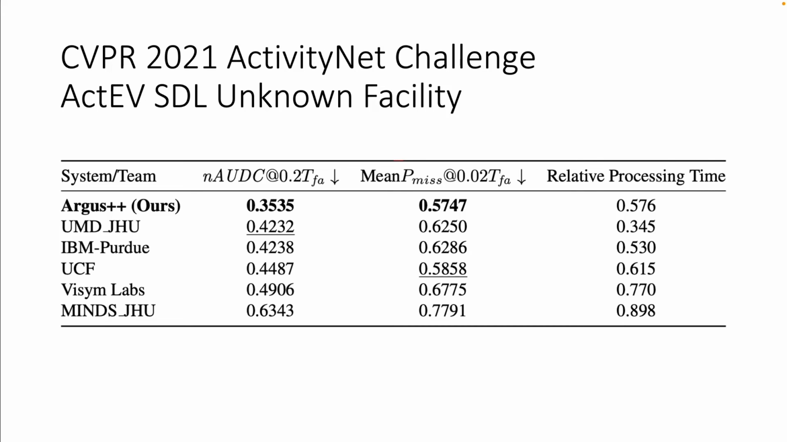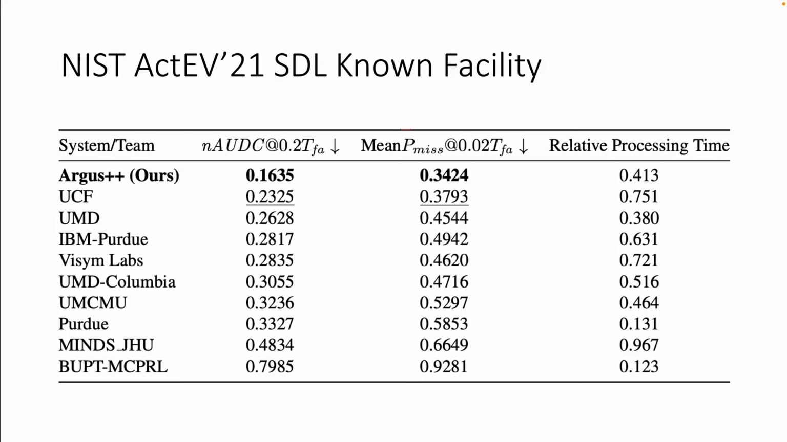So first of all, these are the results in the CVPR 2021 ActivityNet Challenge, ActEV SDL unknown facility. We can see the Argus++ system posts a 20% advantage over the follow-up team in the nAUDC metric. Here, nAUDC is a simple integration of the PMiss along the TFA axis.